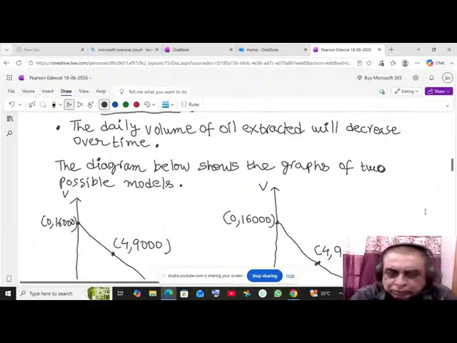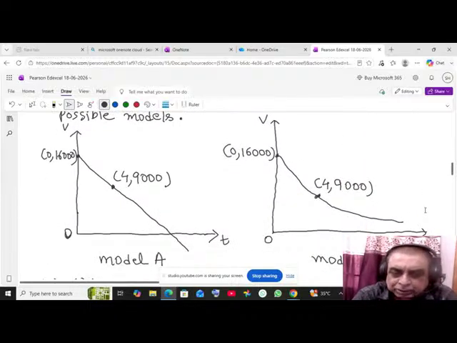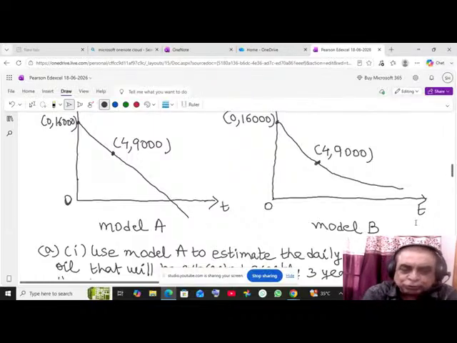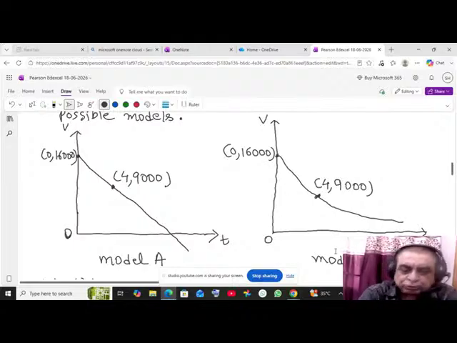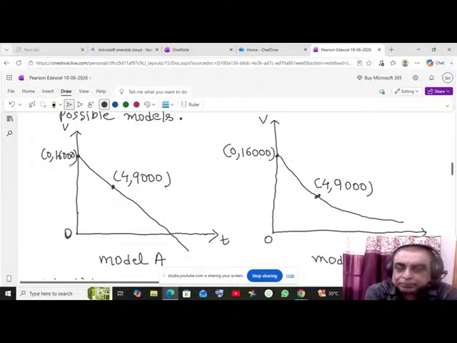Now these are the two graphs, model A and model B. It is shown here. On the x axis, time is denoted by T, and on the y axis, the volume is denoted V. In model A, when the time is 0, 16,000 barrels of oil are drawn every day. And after 4 years, the daily volume taken out is 9,000 barrels. This is the point.